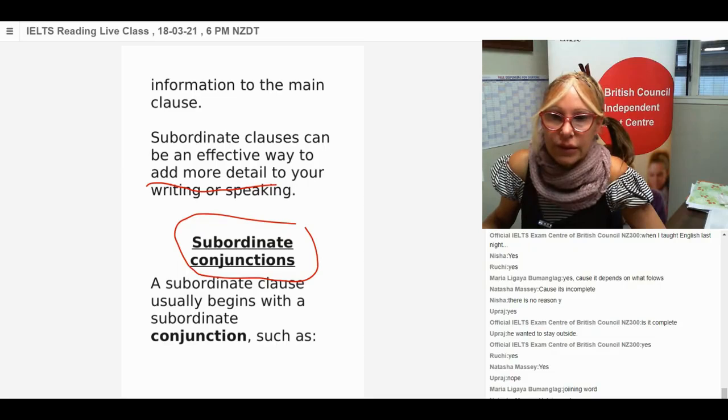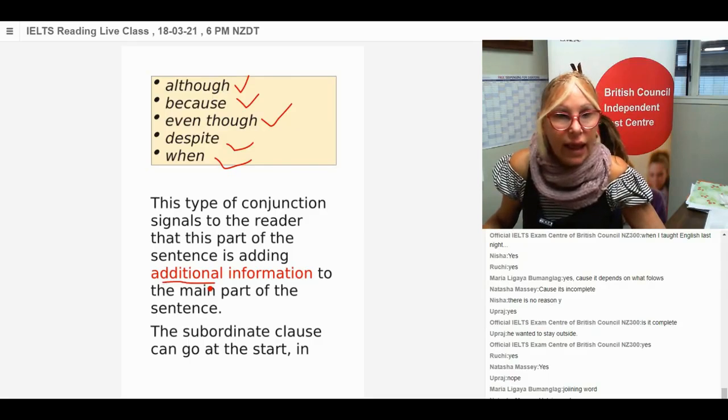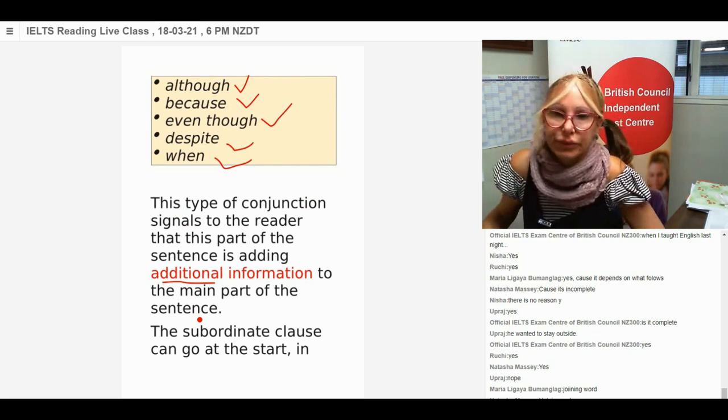So a subordinate clause, which we've been looking at here, usually begins with a subordinate conjunction such as although, because, even though, despite, when. And there are many, many more, but we'll just look at those ones tonight. This type of conjunction signals to the reader that this part of the sentence is adding additional information to the main part of the sentence. Okay, so remember, complex sentences have one thought or one idea plus added information.